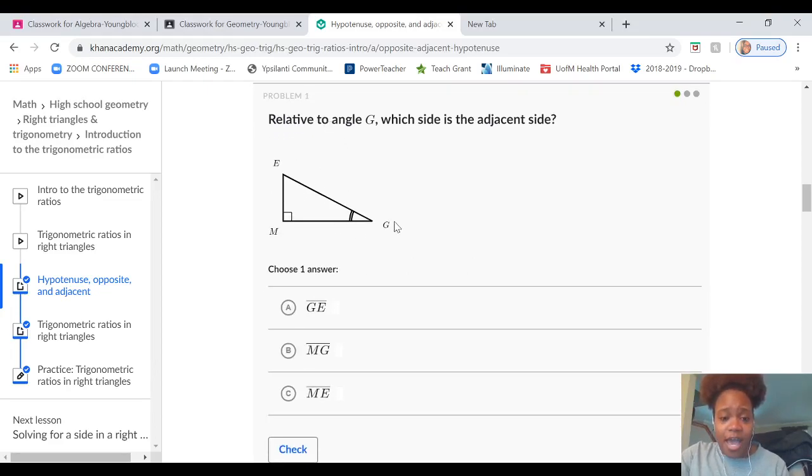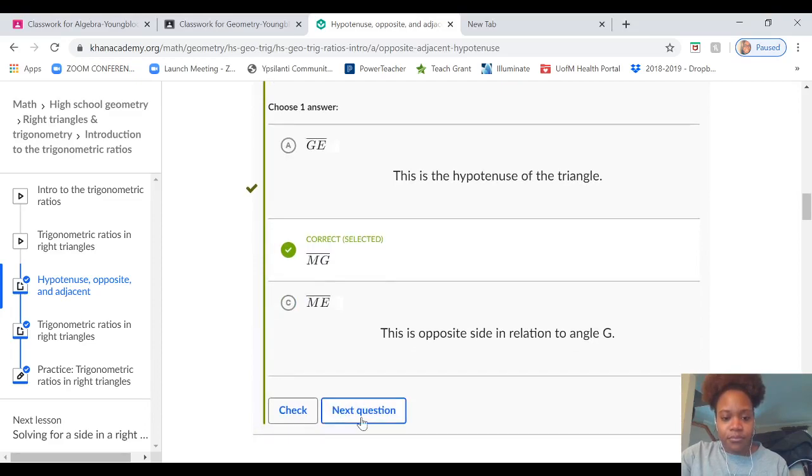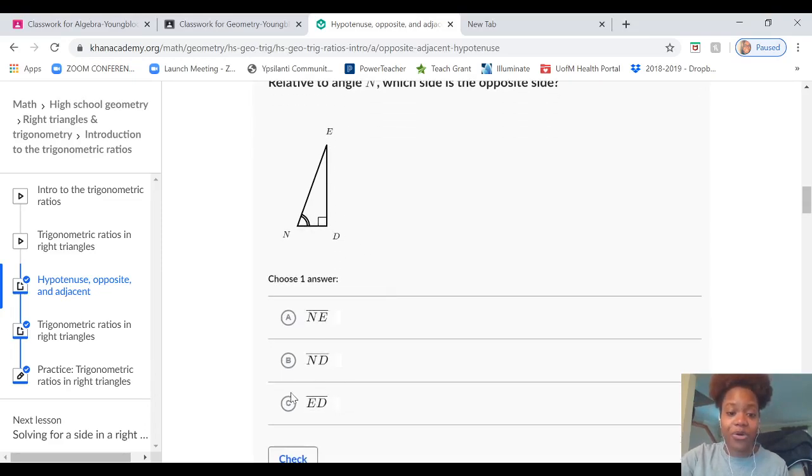So if angle G is our reference angle, which side is the adjacent side? The adjacent side would be MG, because it is the leg that is touching our angle. In this question, they ask if our reference angle is angle N, which side is the opposite side? So the opposite side would be ED, because it is the leg that is across from our reference angle.